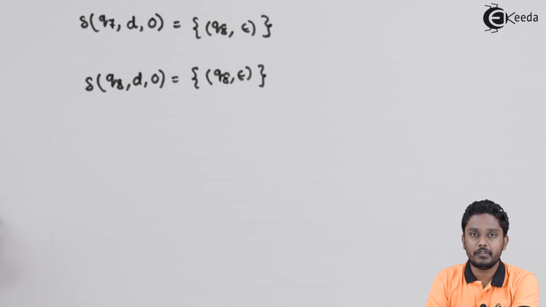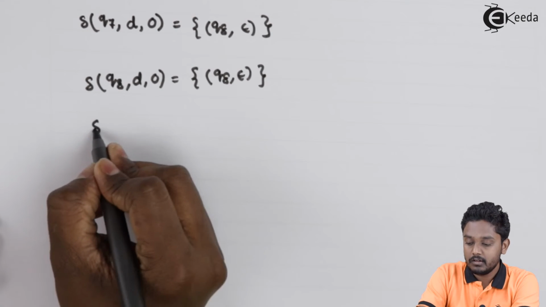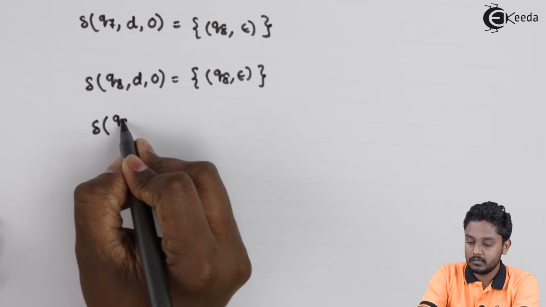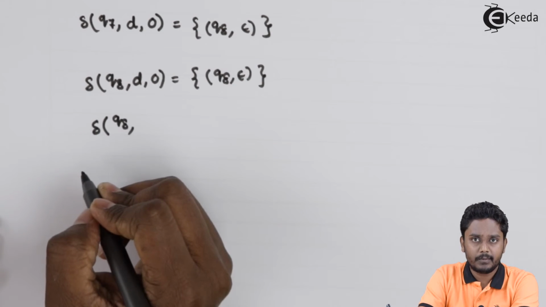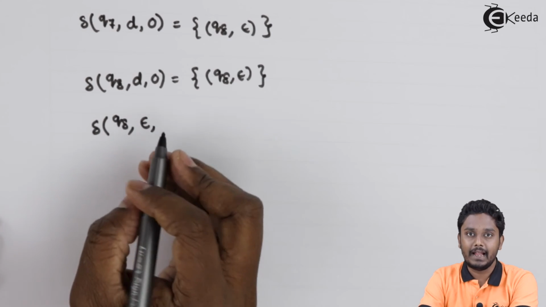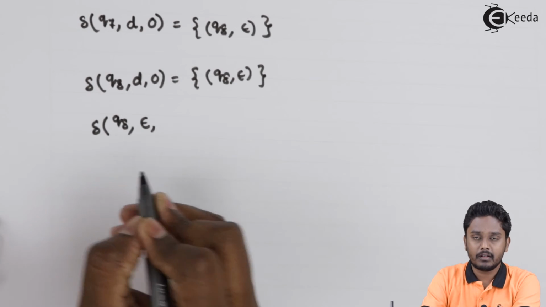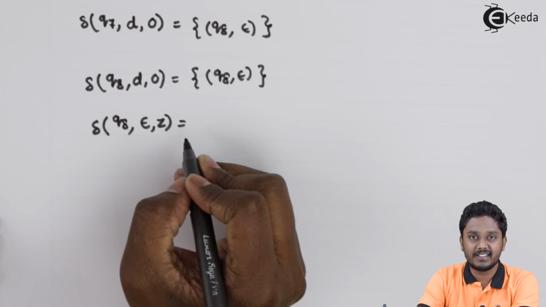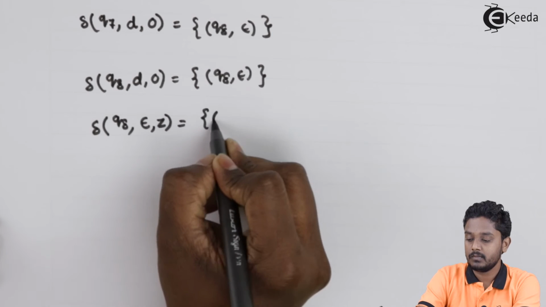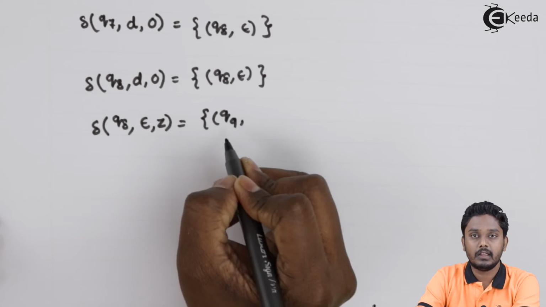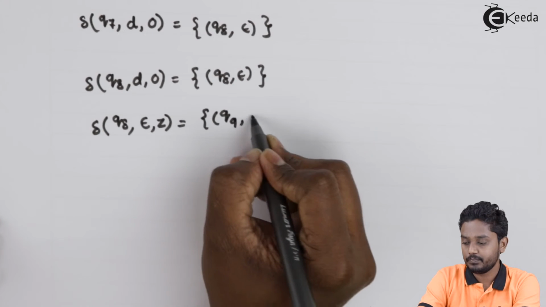Now the final transition: delta of Q8 with empty string and Z as the top of the stack. We'll go to the final state, Q9, and keep the Z as it is.